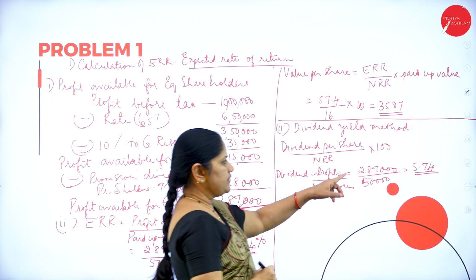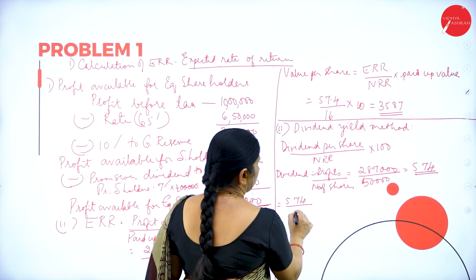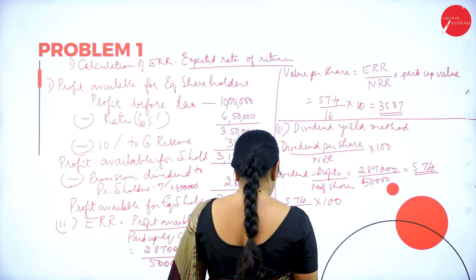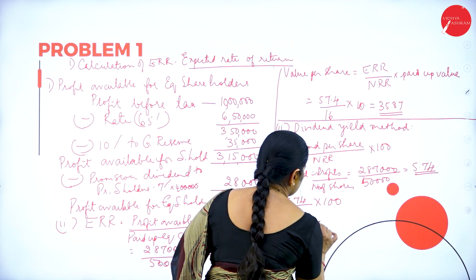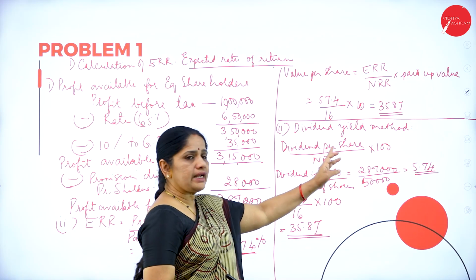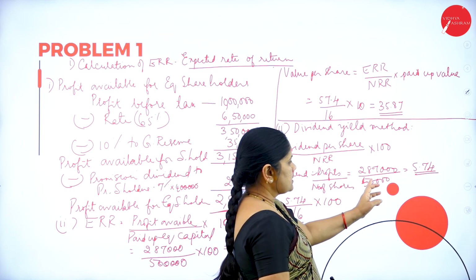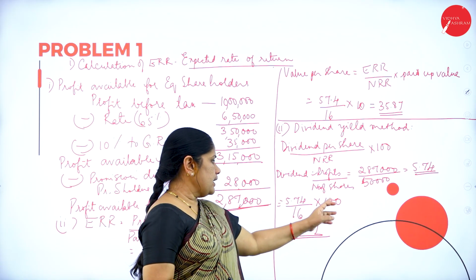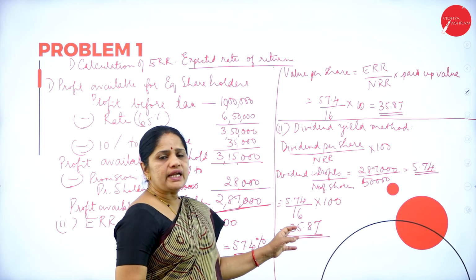So that will be 5.74. Now what is the dividend per share? 5.74. So this will be 5.74 divided by NRR, 16, into 100. When we simplify this, we get the answer as again 35.87. So for the dividend yield method, you have to calculate dividend per share divided by NRR into 100. The dividend equals profits divided by number of shares. So 2,87,000 divided by 50,000, we get 5.74. Whatever is the dividend divided by the NRR into 100, we get the value per share.